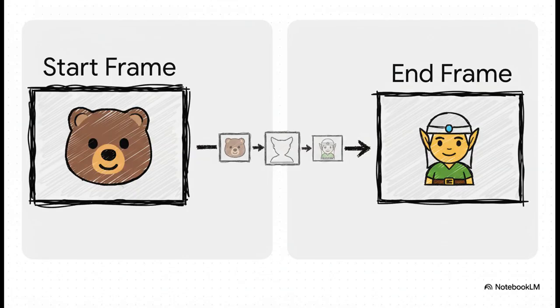And some tools take this even a step further with a start and end frame feature. It's wild. You provide the very first frame of the animation and the very last one, and the AI figures out how to animate the entire transition in between. This is perfect for those smooth transformations, like a character morphing from a bear to an elf, or for pulling off a really precise 180-degree camera orbit around an object.